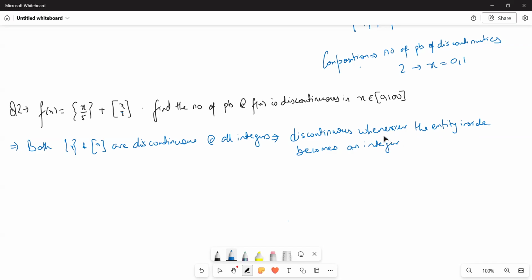Whenever the entity inside becomes an integer, the expression will be discontinuous.